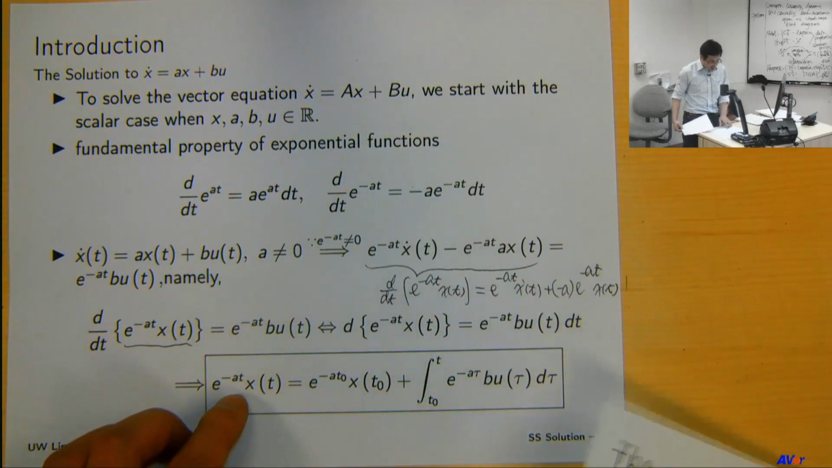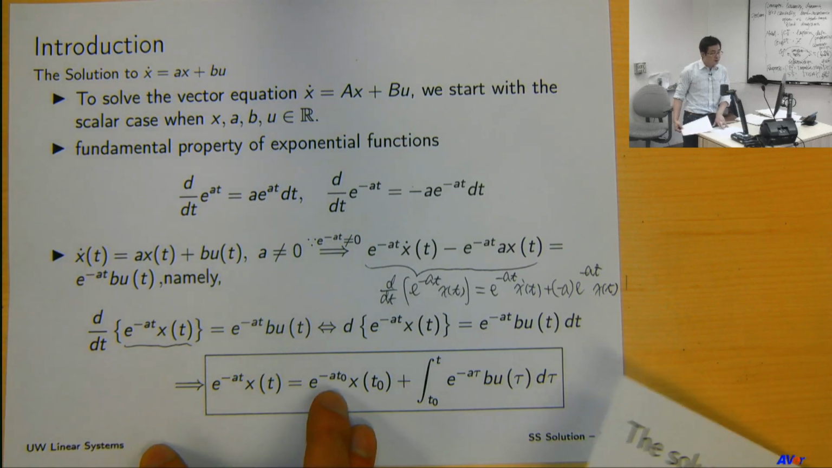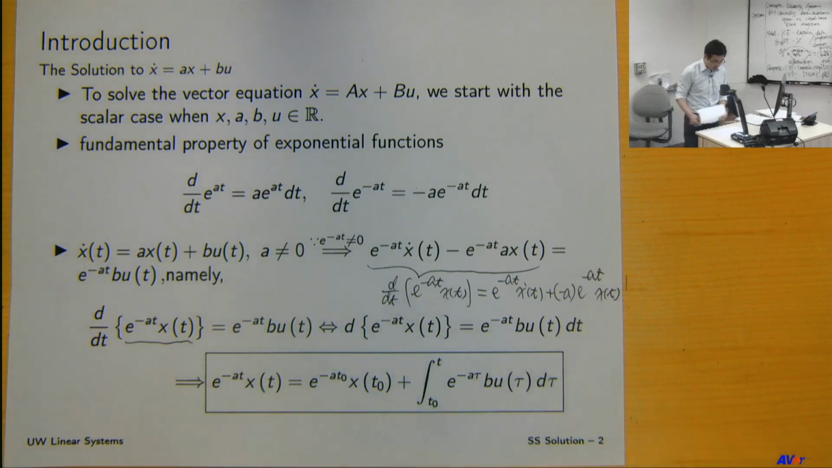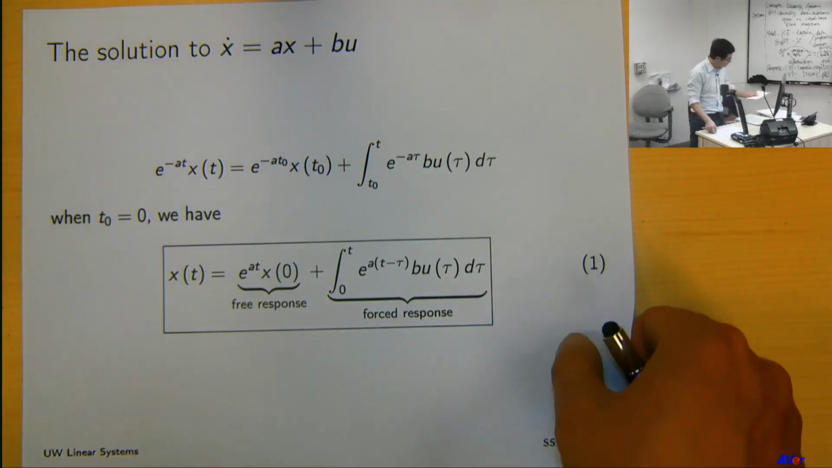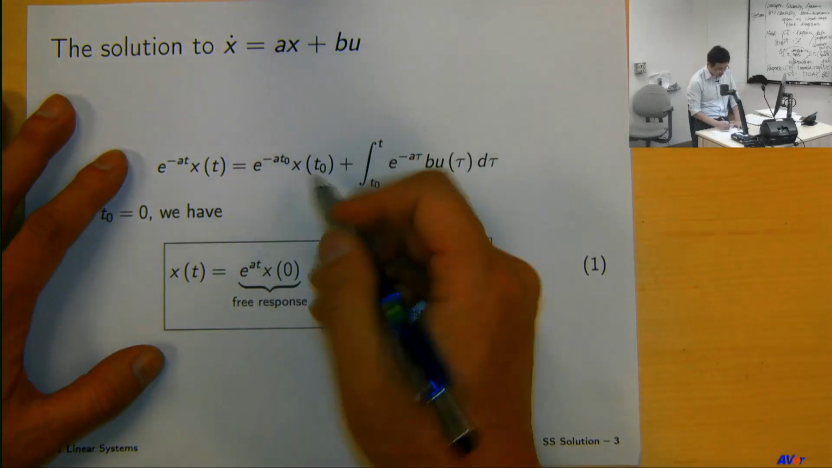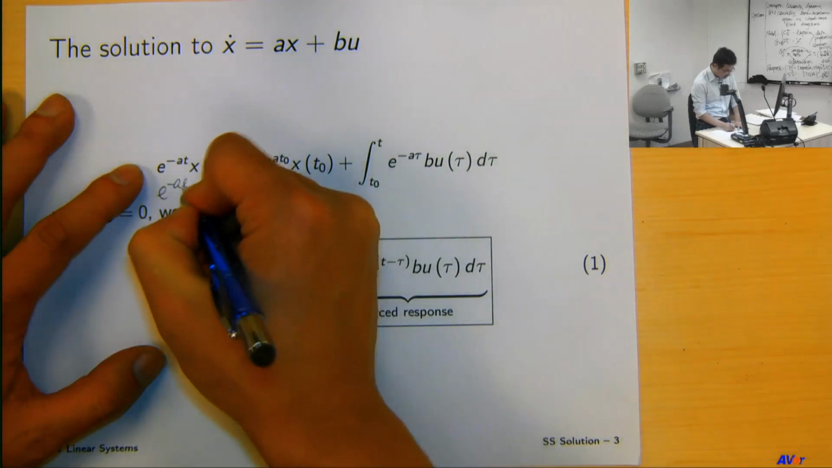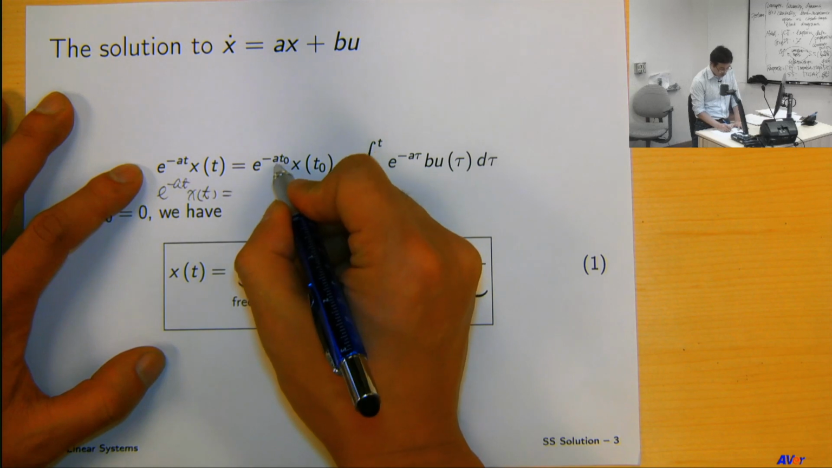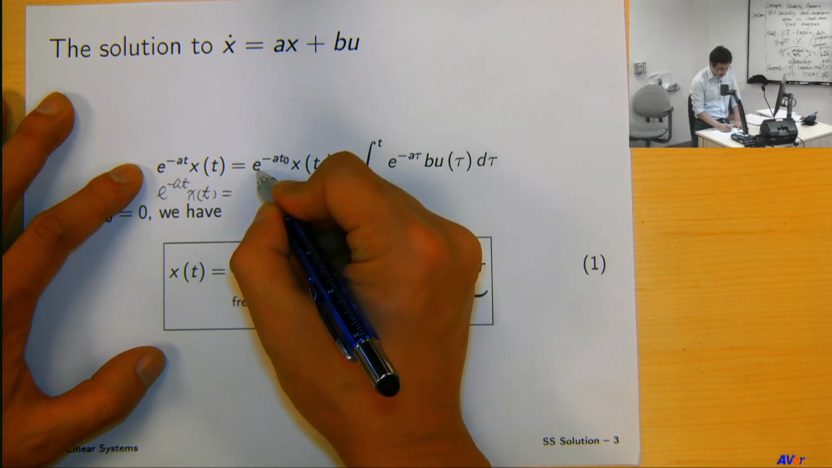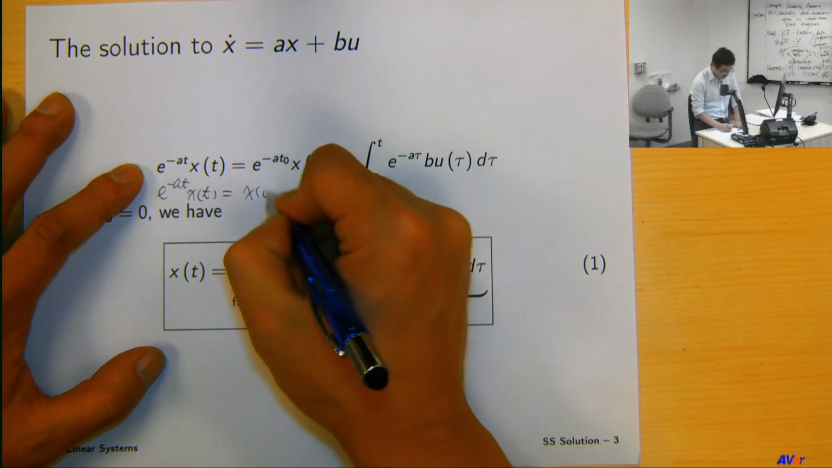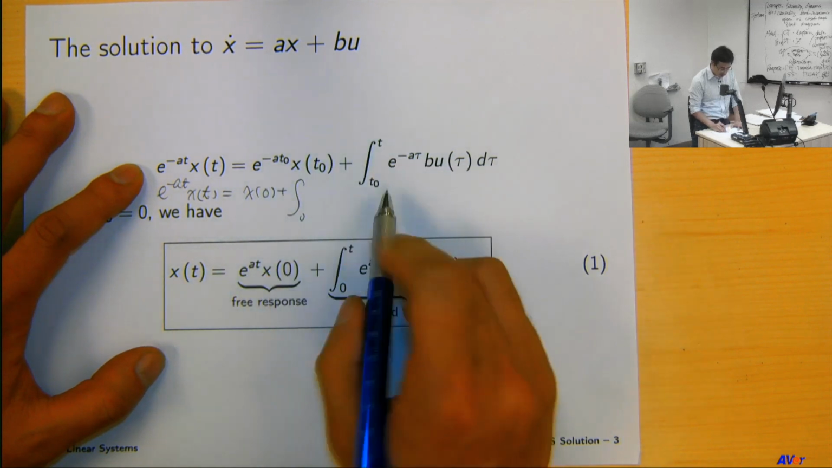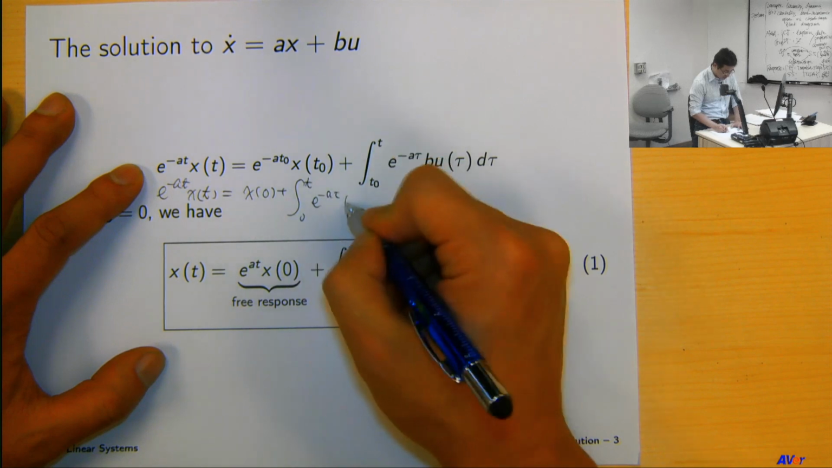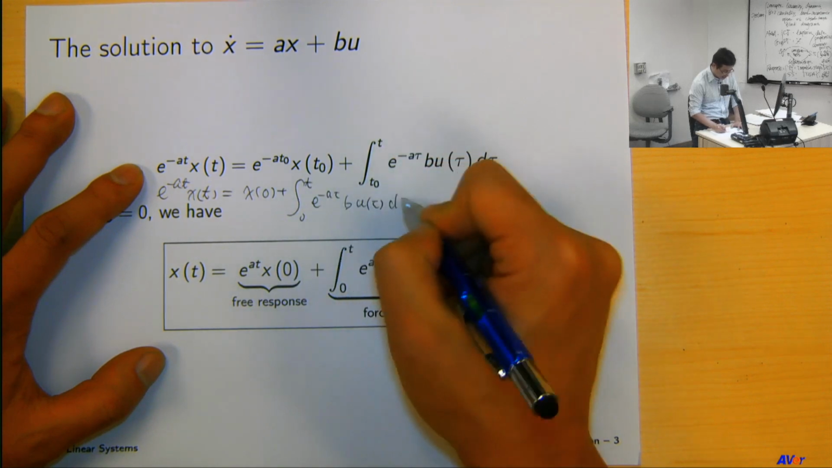All right. What we usually do is we start from 0. The initial time is usually 0. And in that case, we have e^(-at) x(t) equal to, if t0 is 0, then this becomes 1, x0 plus the integration from 0 to t of e^(-a tau) b u(tau) d tau.